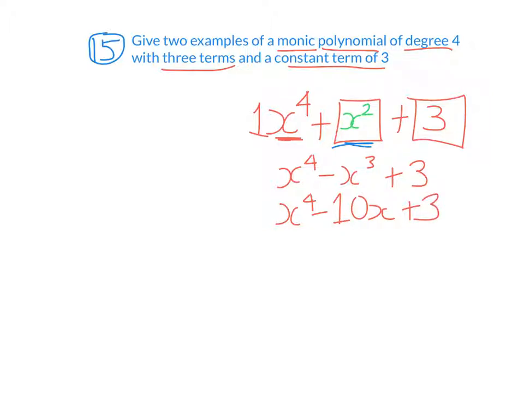Again, they're monic because the leading coefficient in all cases is 1. They're degree 4 because the highest power of x in each case is 4. They all have a constant term of 3, and they all have 3 terms. So the x to the power of 4 is 1 term, 3 is another term, and the third terms are what changes. All right, let's do the final question, question 16.